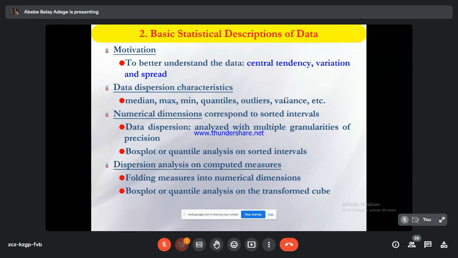Numerical dimensions correspond to the stored intervals. Just the precisions, the recalls, box plots. That is just the plotting.